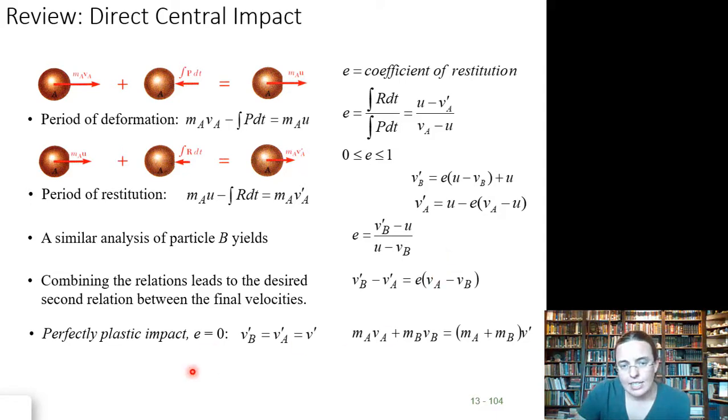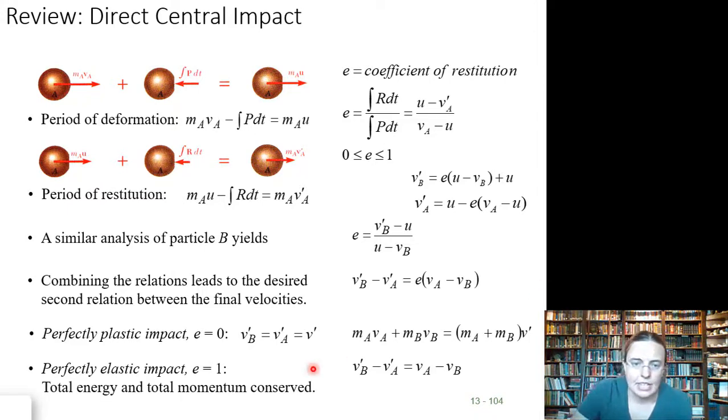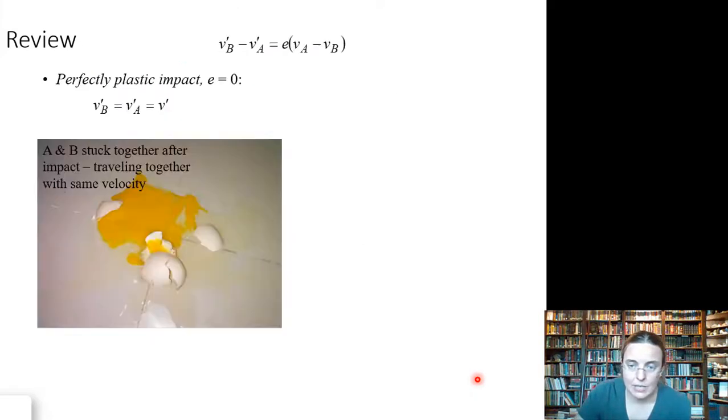Okay, perfectly plastic, e is 0, so that's like an egg breaking, versus perfectly elastic, that's where energy would be conserved. And if e is 0, that means they're stuck together at the end of the collision. They both have the same velocity. Versus if e is equal to 1, then they just change signs with one another. So the velocity of A becomes the velocity of B, and they just kind of switch which particle has which velocity at the end of it.